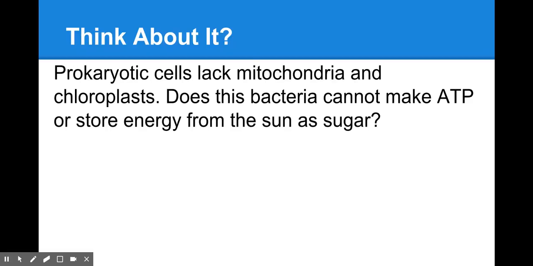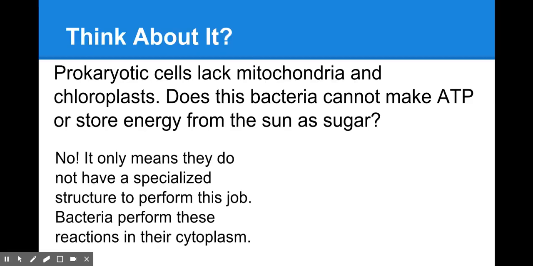So hopefully after thinking about it, you were able to get that no, we know that bacteria can be heterotrophic or autotrophic. So what it means when we say that bacteria can be heterotrophic and autotrophic, even though they don't have mitochondria and chloroplasts, is it just means they don't have a specialized structure to perform these jobs. Bacteria are still going to make ATP. Some of them can still be photosynthetic, so they can still capture energy from the sun. They just don't have special structures to do it. They just do all of that in the cytoplasm.